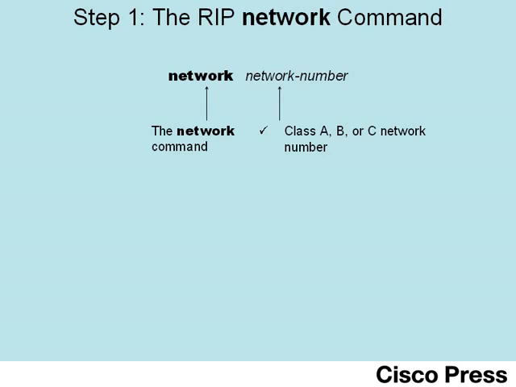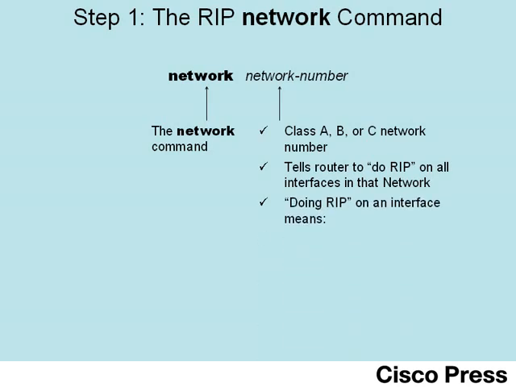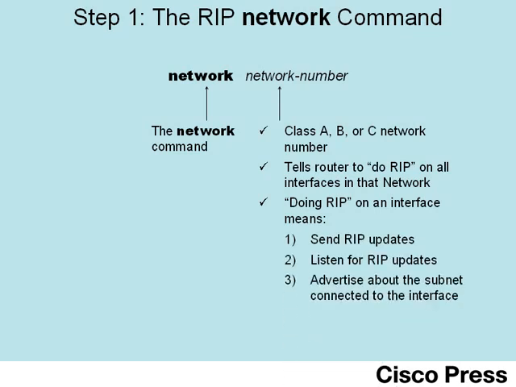Now, what the router will do then is interpret that network number and ask itself, which of my interfaces are in that network? For any interfaces that are in that class A, B, or C network number, that router does RIP on that interface. Doing RIP meaning sending RIP updates, listening for incoming RIP updates, as well as advertising about that connected subnet.